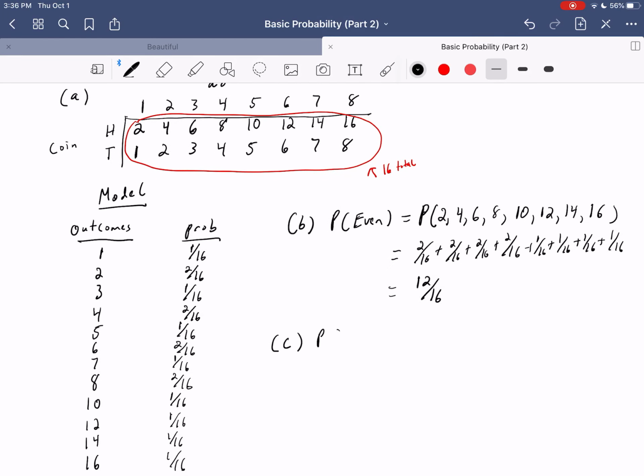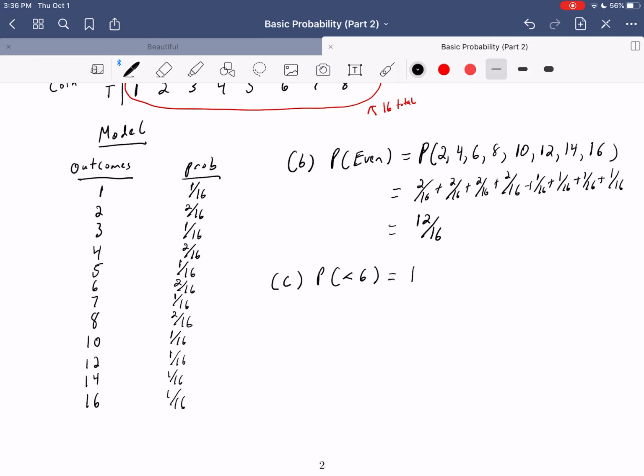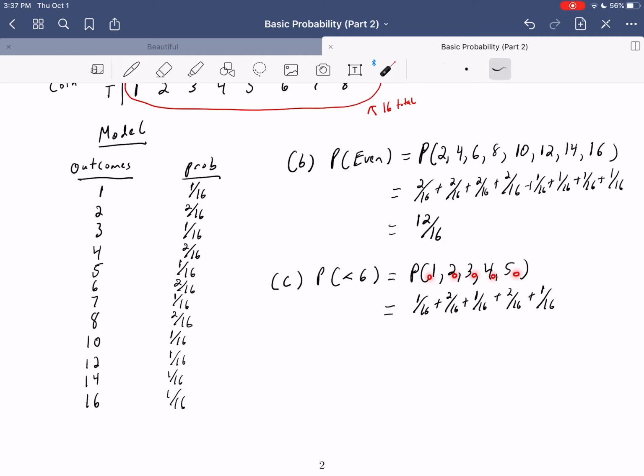So probability less than 6. Which outcomes satisfy being less than 6? Well, it would be things like 1, 2, 3, 4, 5, right? 6 would not count because 6 is not less than 6. So only 1, 2, 3, 4, and 5 would count. What are their probabilities? Since we have this nice model here, we can use that. It would be 1 out of 16 plus 2 out of 16 plus 1 out of 16 plus 2 out of 16 plus 1 out of 16. I'm just recording what each of these probabilities are from here.